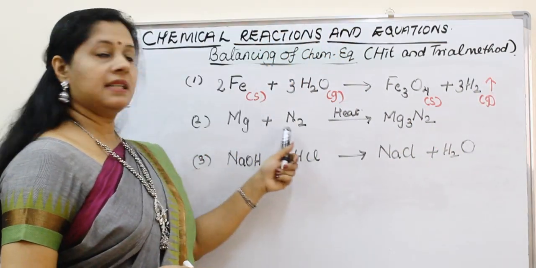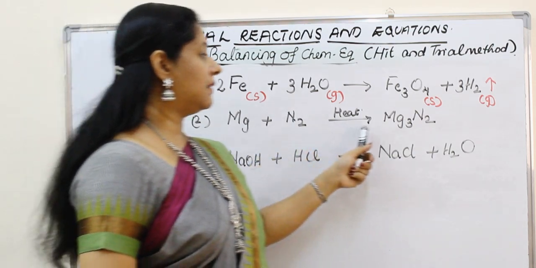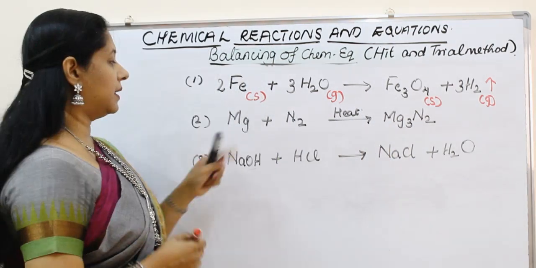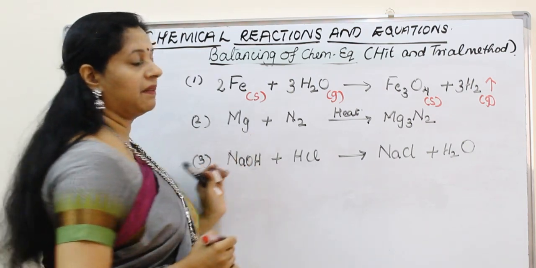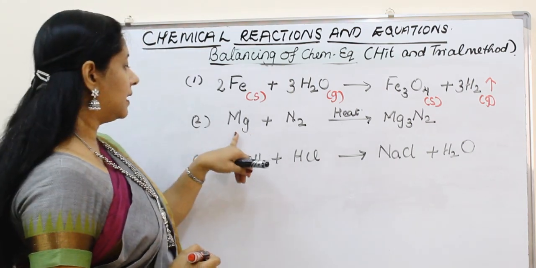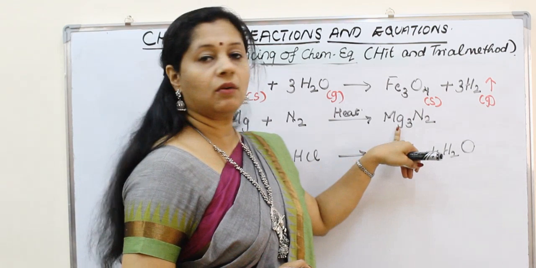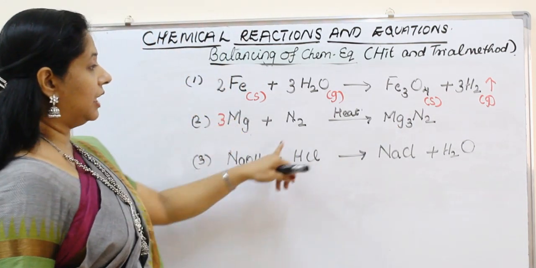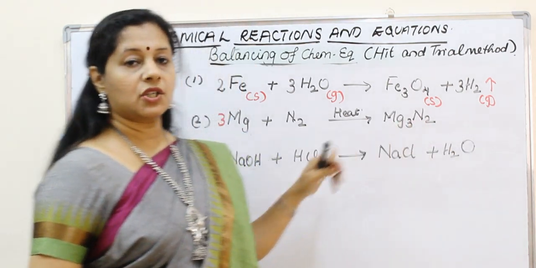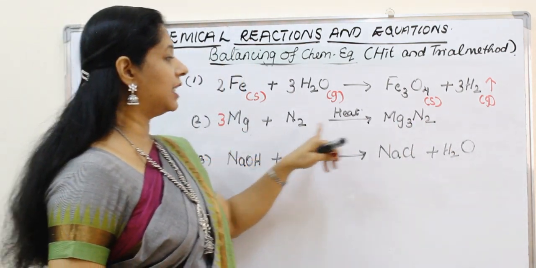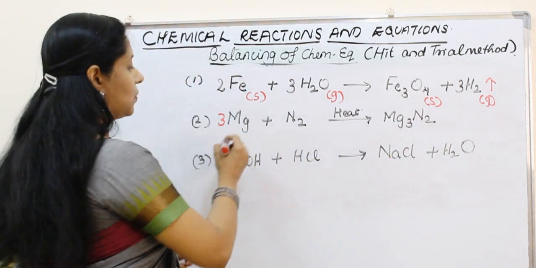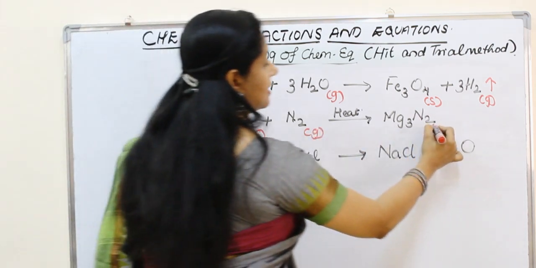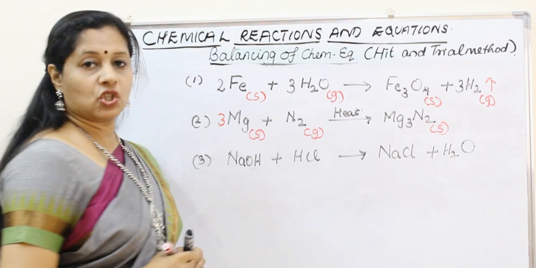When magnesium is heated in nitrogen, it gives magnesium nitride. So only by heating is this reaction happening. Before the states, let us see if it is balanced. Here magnesium is 1, there all 3 are there, so we will make it 3Mg. N2 is 2, here also 2. So our balanced equation is 3Mg plus N2 gives Mg3N2. Here magnesium is a solid, nitrogen is a gas, and magnesium nitride is again a solid.